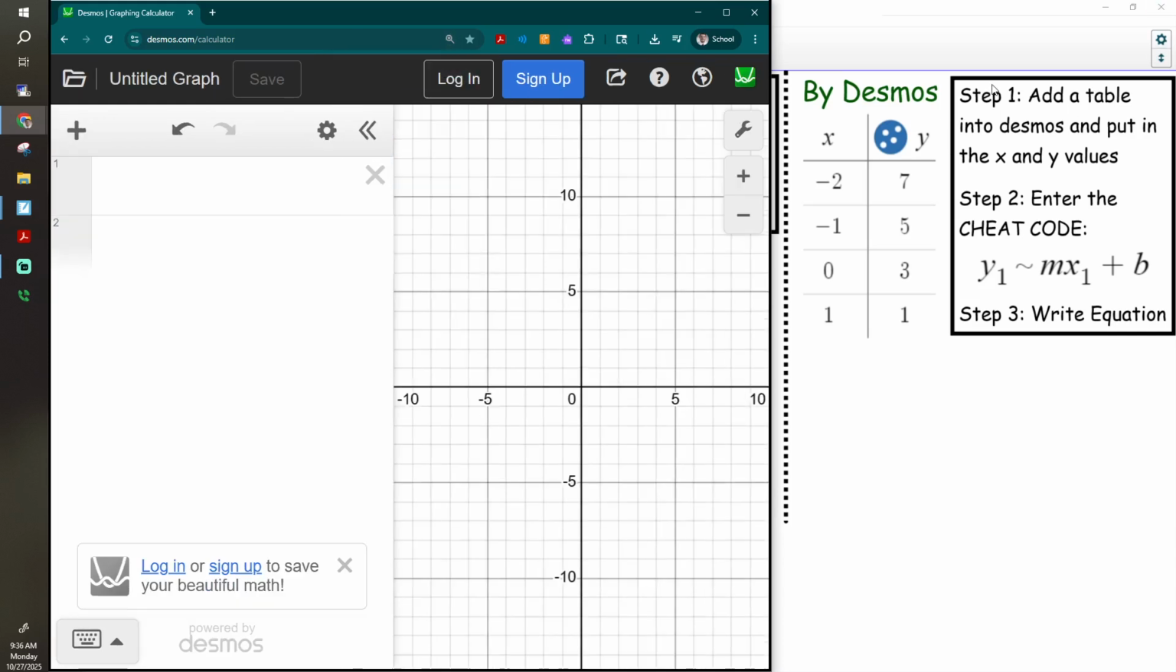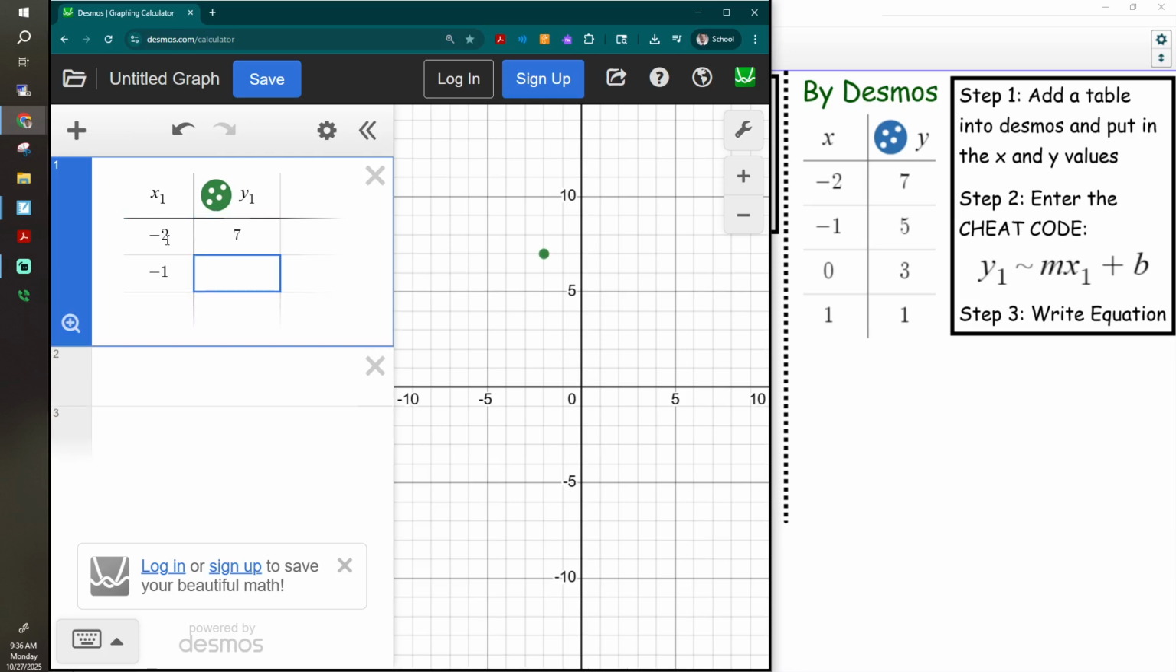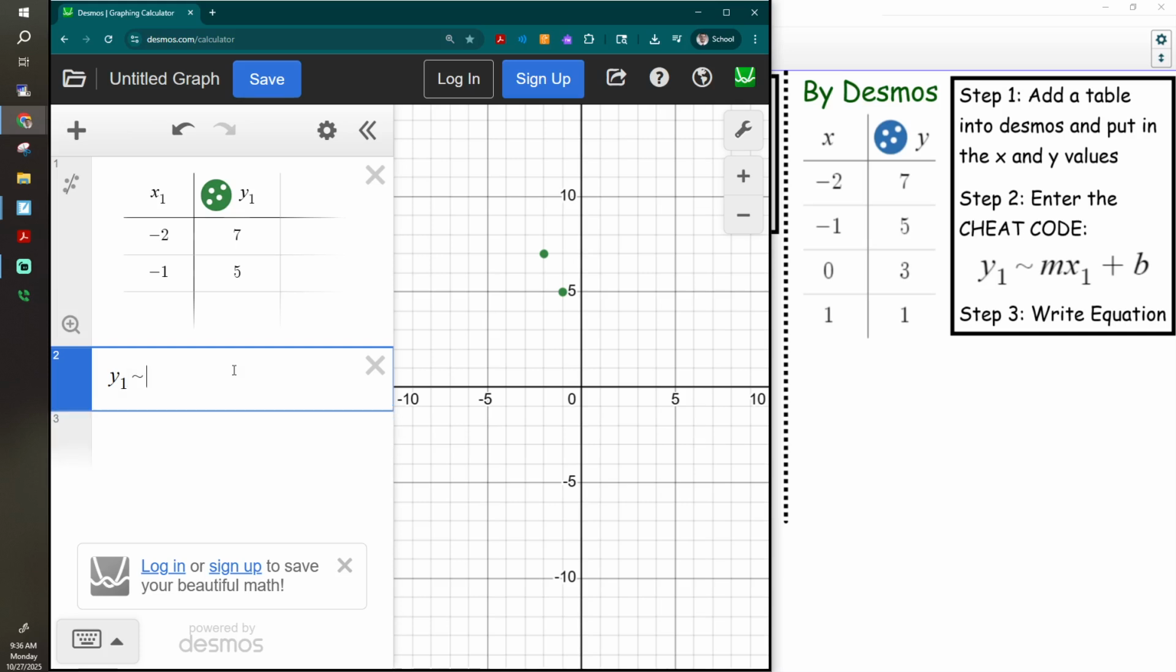Okay, step 1. Do what? Add a table. Classic first step. How many points do we need to put in? 2. Can you put all of them in? Certainly. You don't need to. You just need to. -2, 7. And -1, 5. Could I have done other ones? Sure. I just decided to do these 2. Then we're going to enter the cheat code. In the next line, type in your cheat code.